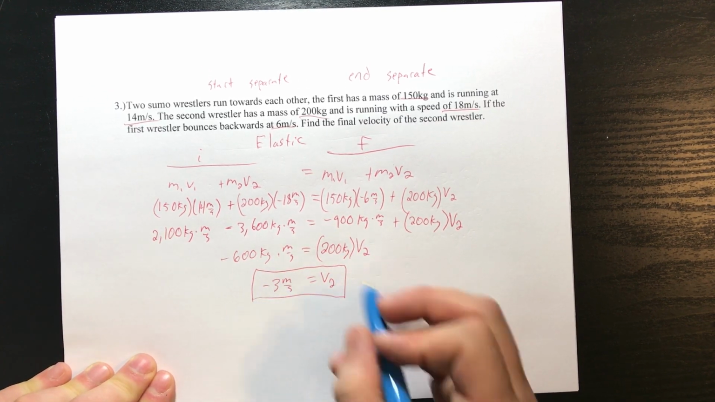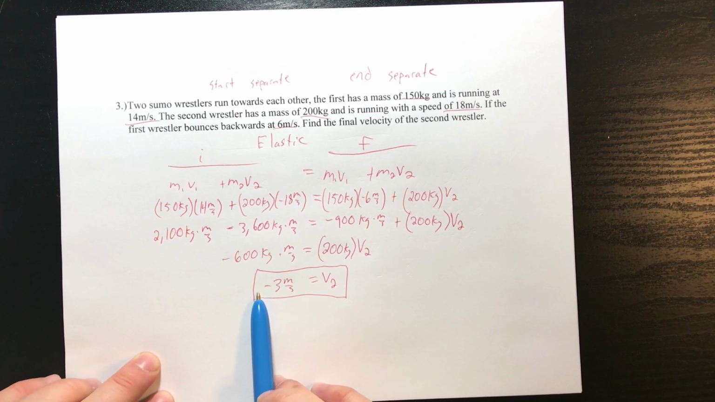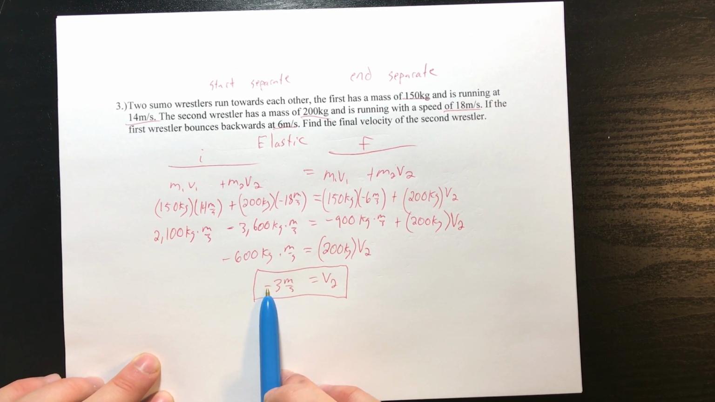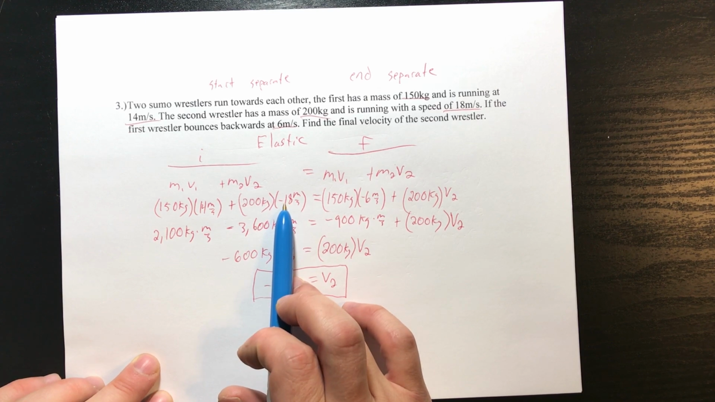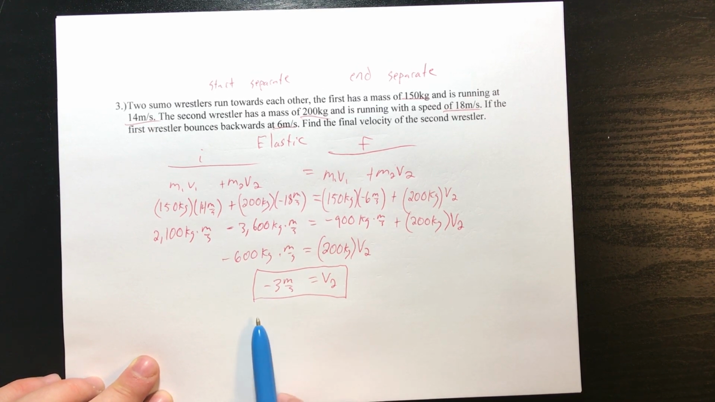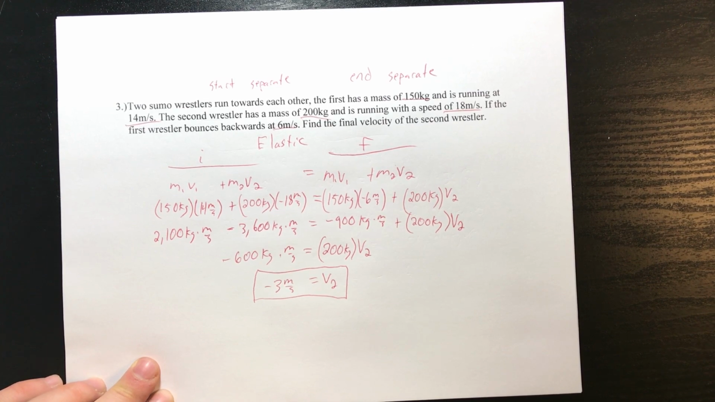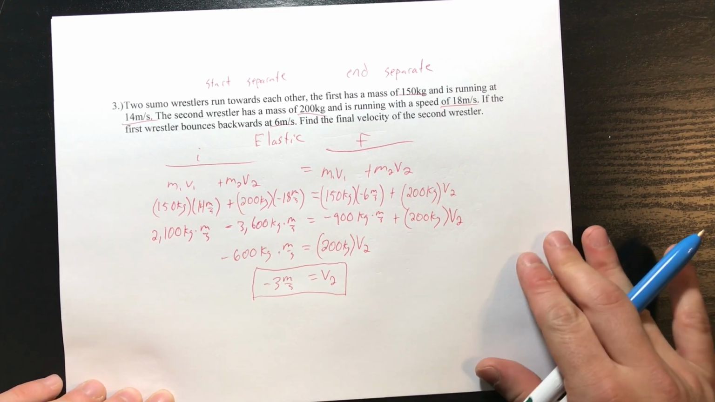Now be careful, since we weren't actually given any directions in this equation, this just means my negative represented that the second wrestler is traveling in the same direction as they were initially, if you compare it to the negative 18. However, they lost 15 meters per second worth of their speed. Right now they're only traveling at 3 meters per second. Okay.